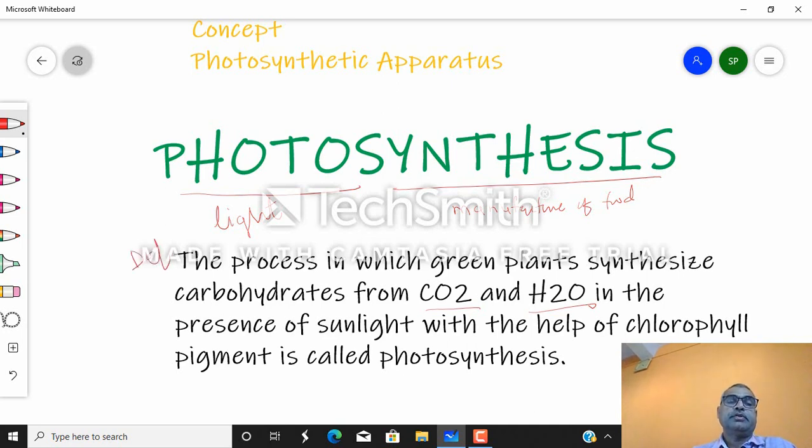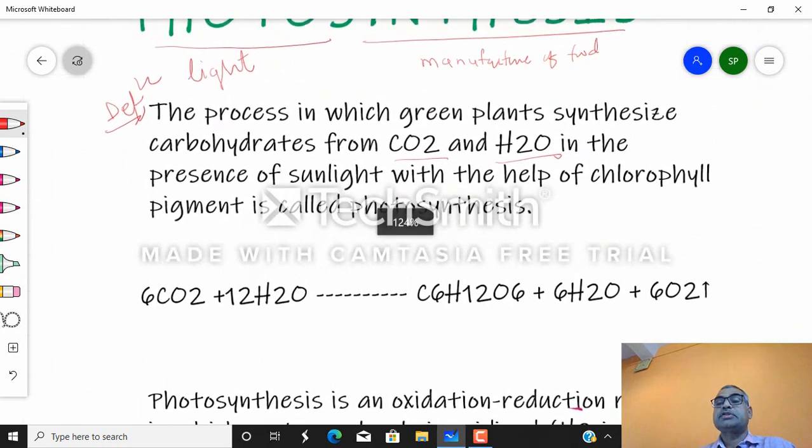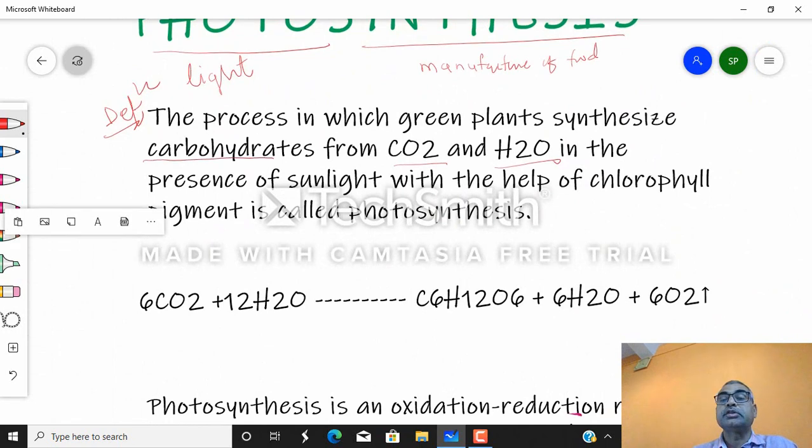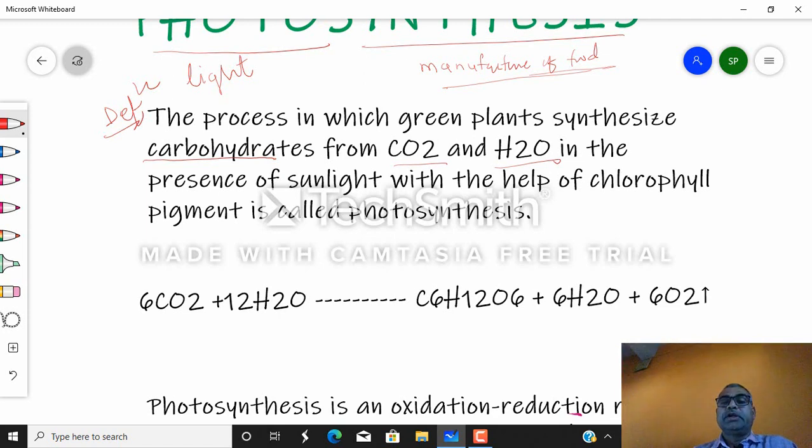If you see the definition of photosynthesis, it is the process in which green plants synthesize carbohydrate. This is the manufacture of the food material. So the process in which green plants synthesize carbohydrate from CO2 and H2O in the presence of sunlight with the help of chlorophyll pigment is called photosynthesis. Very simple. Photosynthesis is the process of manufacture of the food material in the form of carbohydrate with the help of atmospheric carbon dioxide, water, and the source light.